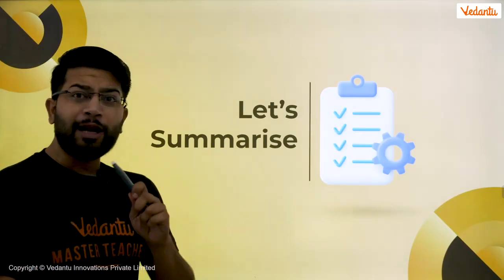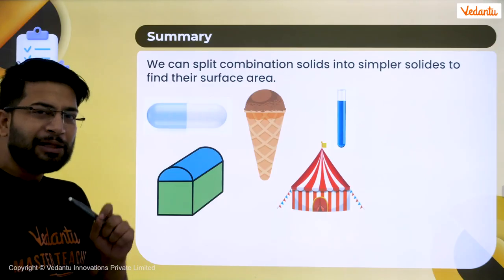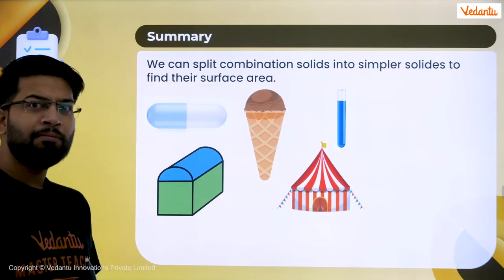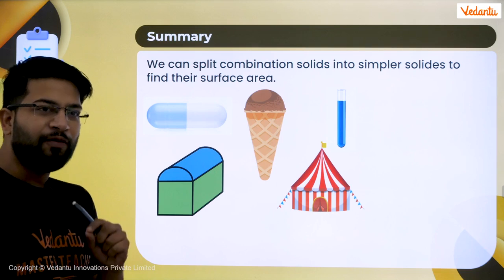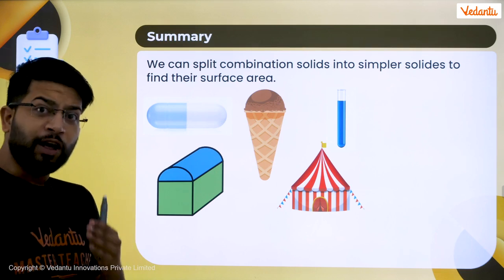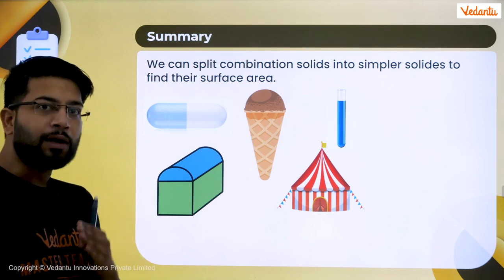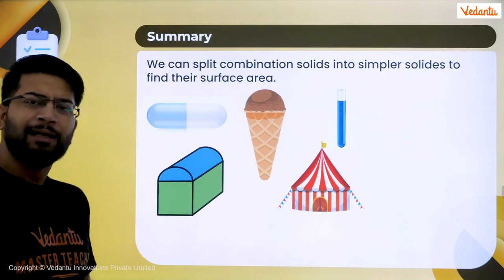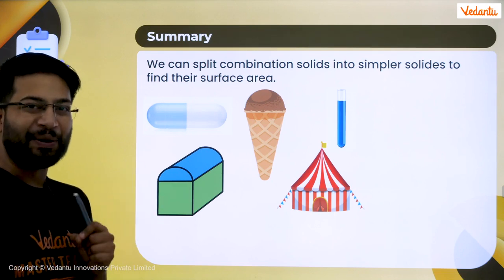Excellent, very good. Now, champ, let's summarize our class. So in this class, we have seen how to find the volume and the surface area of different solids. First, we have to find out what the basic solids are that are involved in the object. Then we can find their volumes and total surface area.